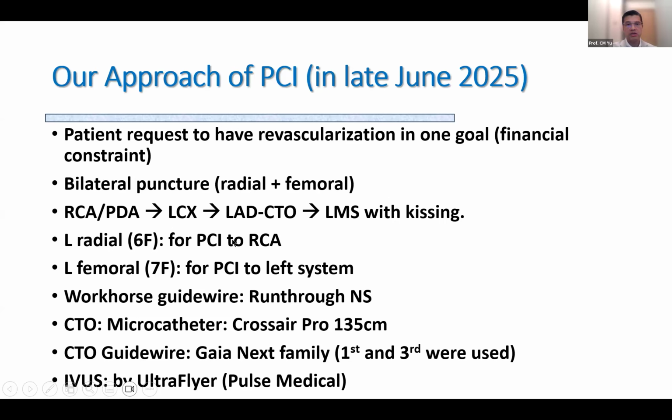So we did the left radial puncture with a 6 French catheter for PCI intervention to the right side. Then we use the 7 French puncture sheath for the left CTO operation. My usual workhorse guidewire will be the Fielder XT. In terms of microcatheter, we use the Caravel and also the Gaia Next family. In this case, Gaia Next 1 and also Next 3 were used. So for the IVUS, we use the Ultra Flyer from Pulse Medical.